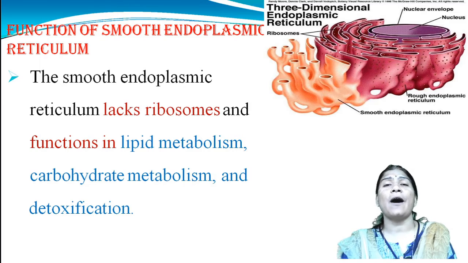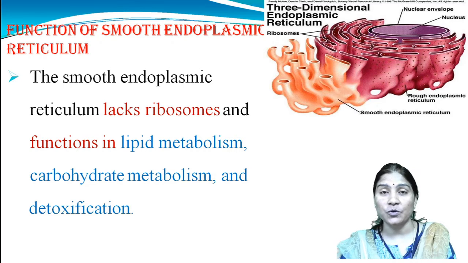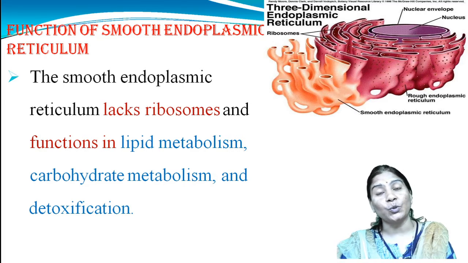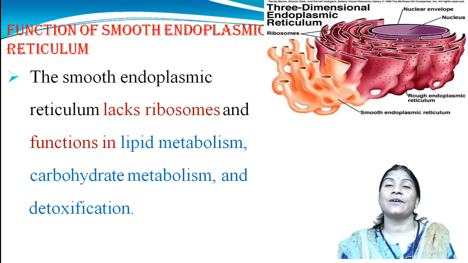Then we learn about the smooth endoplasmic reticulum. When we learn the functions of rough endoplasmic reticulum, we say that it is the surface of ribosomes, which is the site for protein synthesis. It also forms the different glycoproteins, and through the rough endoplasmic reticulum there is the formation of the smooth endoplasmic reticulum.